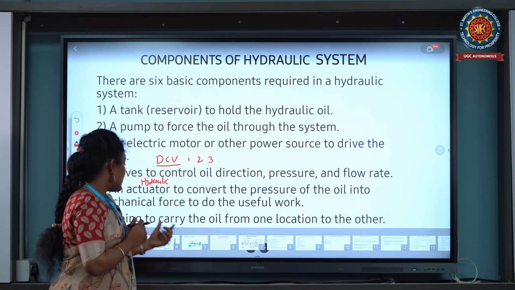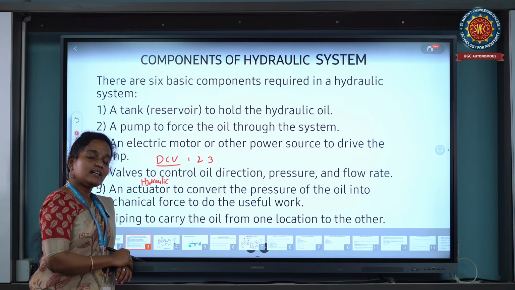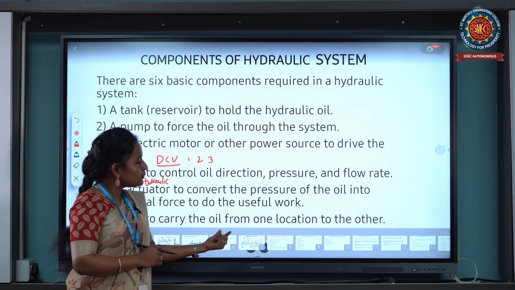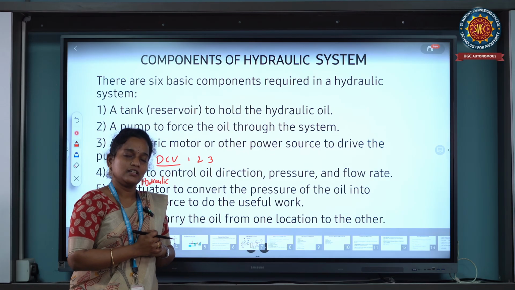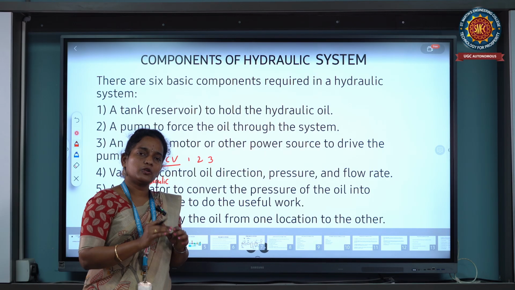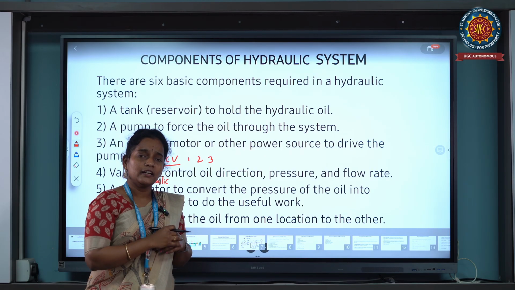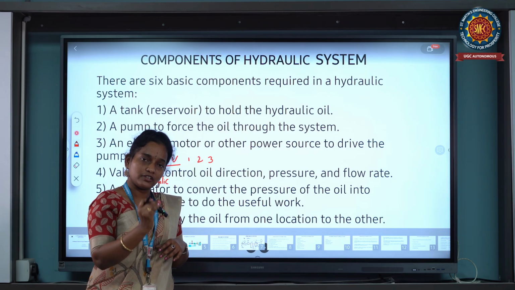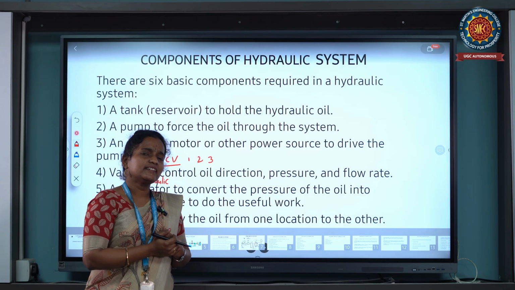Next, piping system. Last one is the piping system. The piping system carries the oil from one location to another location. If you want to forward the direction of oil, you have to click the second button. If you want to return the oil from the actuator back to the oil tank, you have to click the third button.